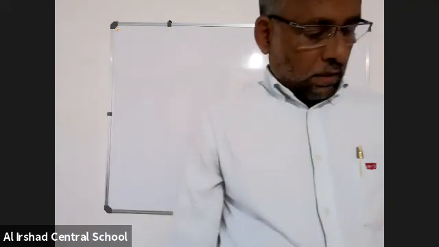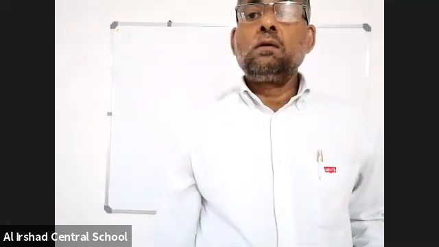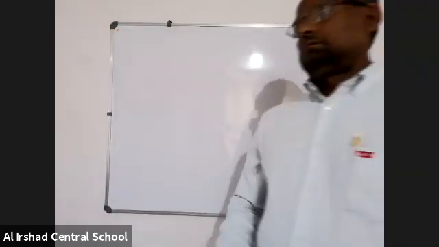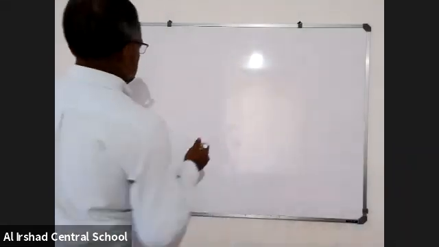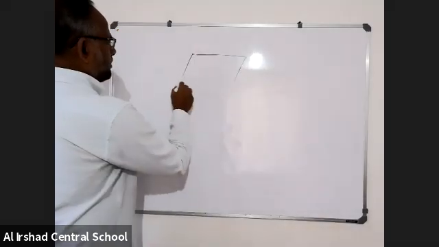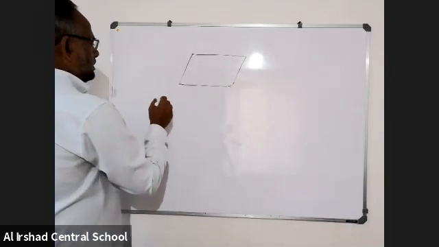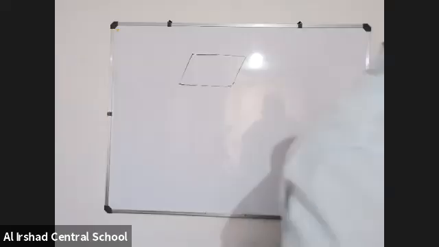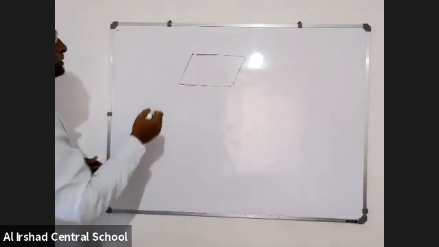The measure of two adjacent angles of a parallelogram are in the ratio 3:2. Find the measure of each of the angles of the parallelogram. Parallelogram, this one. Properties you can apply. The measure of two adjacent angles of a parallelogram in the ratio 3:2.